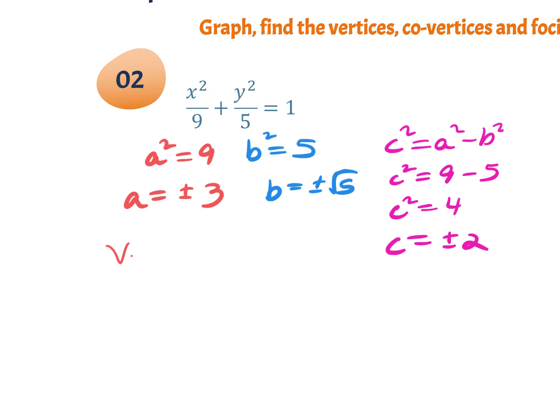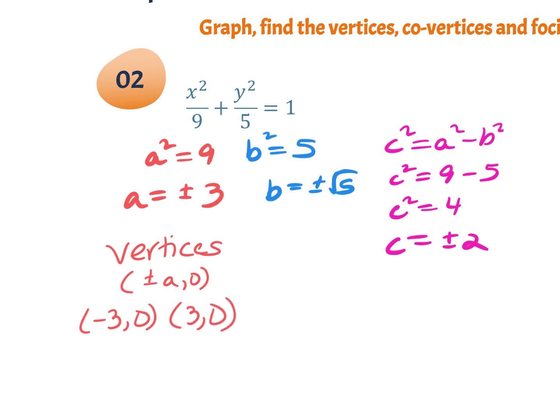So the vertices, remember the bigger number was under X, so that's why I put A. So for this one, it's going to be plus and minus A, comma 0. You're going to enter the smaller one first, so the negative 3 first, then the positive 3. And then for the co-vertices, that uses the B.